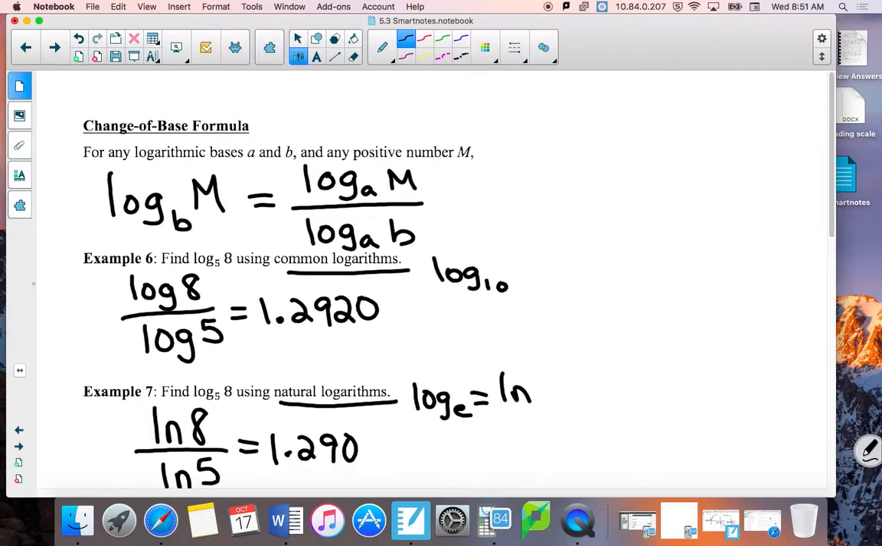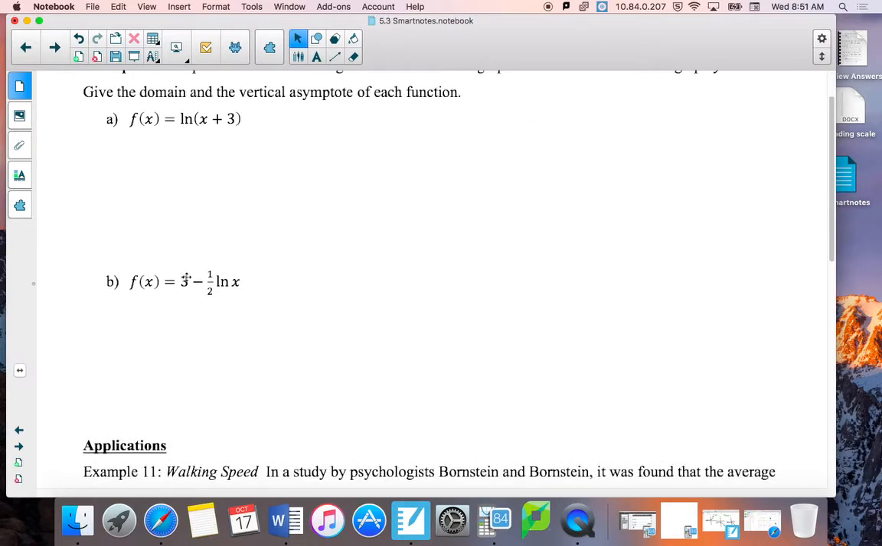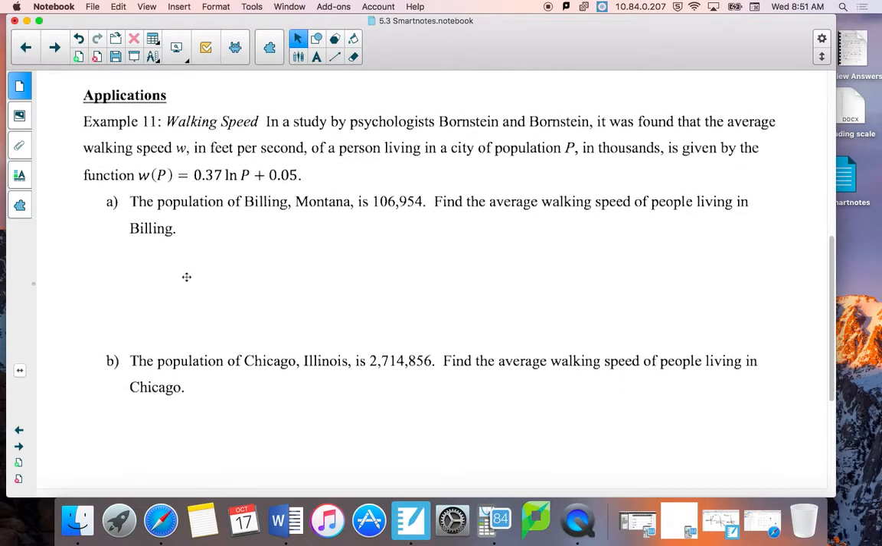This is if you have an old school calculator. If you have a new calculator that can actually do different bases, and you can literally just type in log base 5 of 8, I'll show you how to do that in class on your calculator, but not everyone can, and if you cannot, you have to use this change of base formula. And I'm going to save graphing logs for in class, and I'll just do one more example with you on the last page. So we're going to go to this application problem.